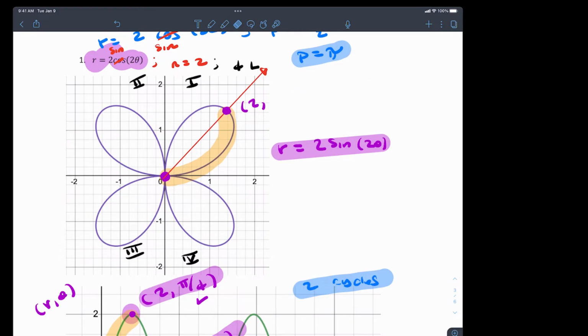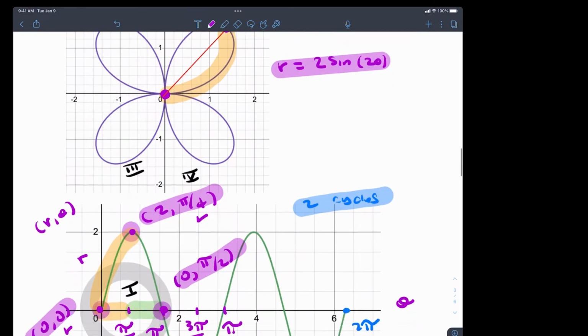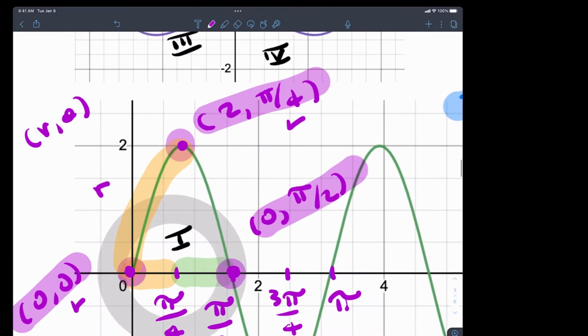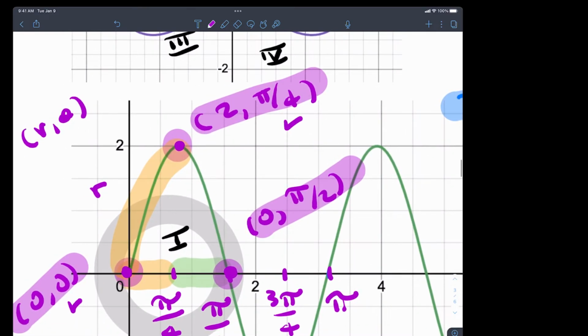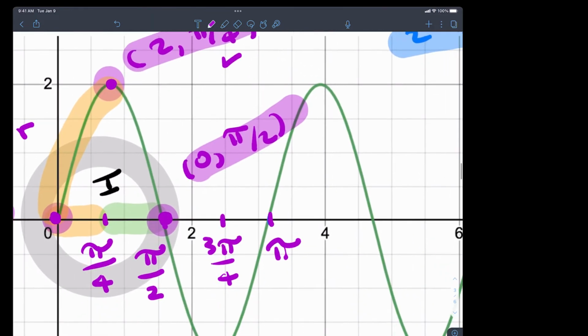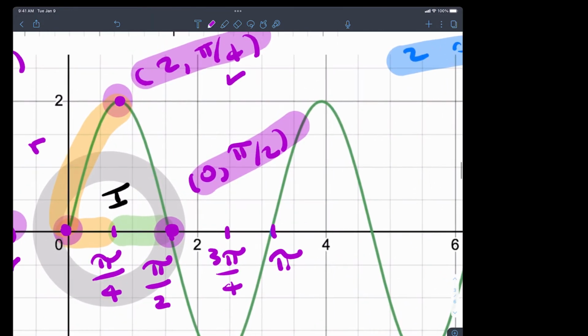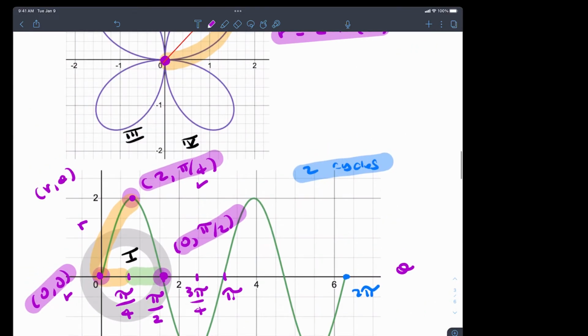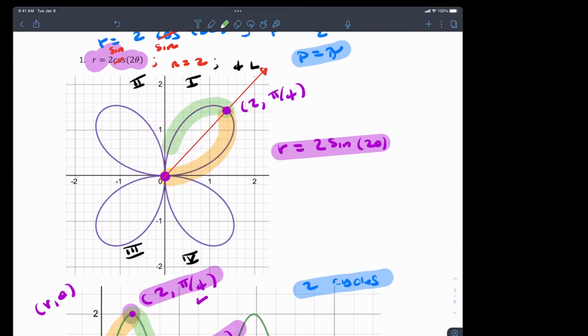Okay, I'm going to get rid of this. So I just want to share with you guys how that looks. Okay, that's the orange portion here, going from 0, 0 to 2, pi over 4 in orange. And then you go to 90 degrees, which is pi over 2, and you're back at 0. Is that right? So that's in green. Here's what I'm saying here. You go back to the pole. And that's what happens in quadrant 1 here, ladies and gentlemen.